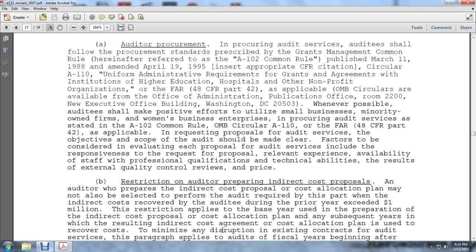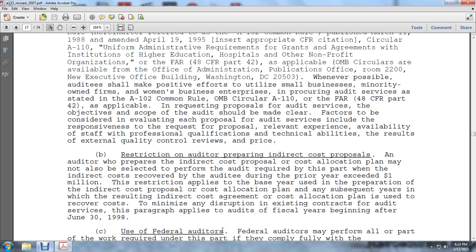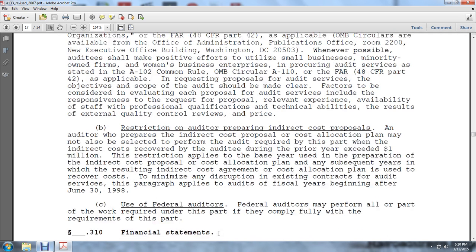This paragraph applies to audited fiscal years beginning after June 30th, 1998. Using a federal auditor: a federal auditor may perform all or part of the work required under this part if they comply fully with the requirements of this part.